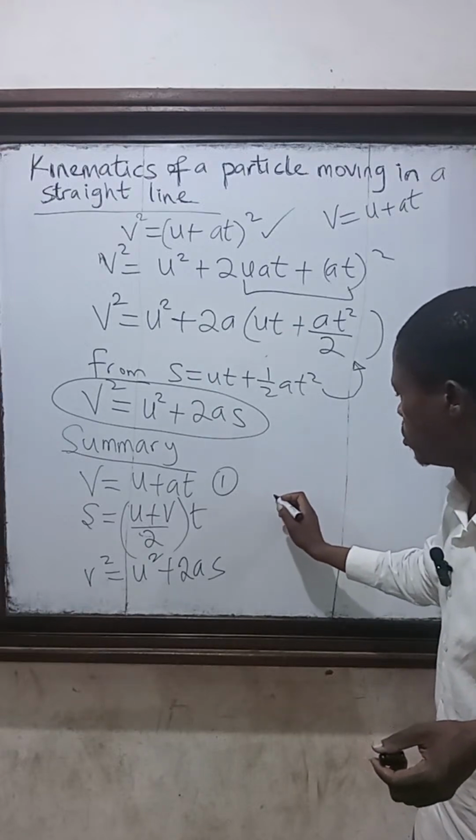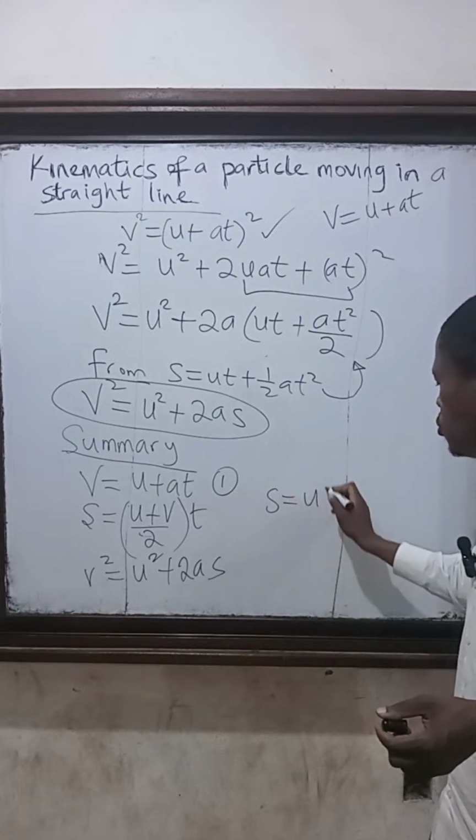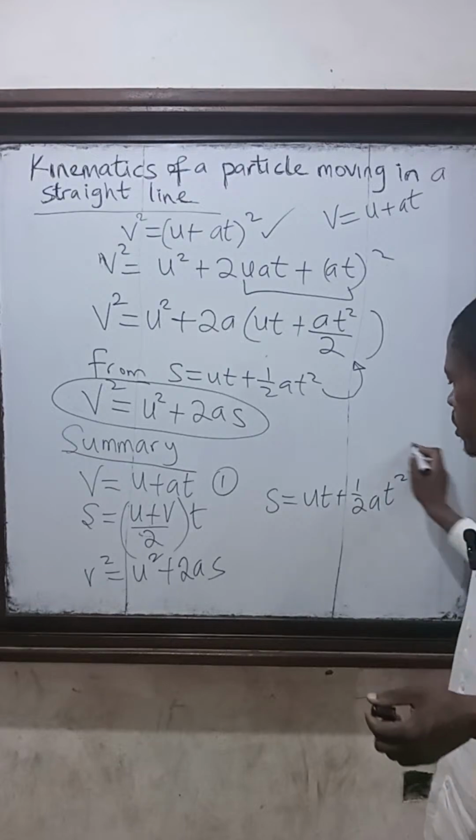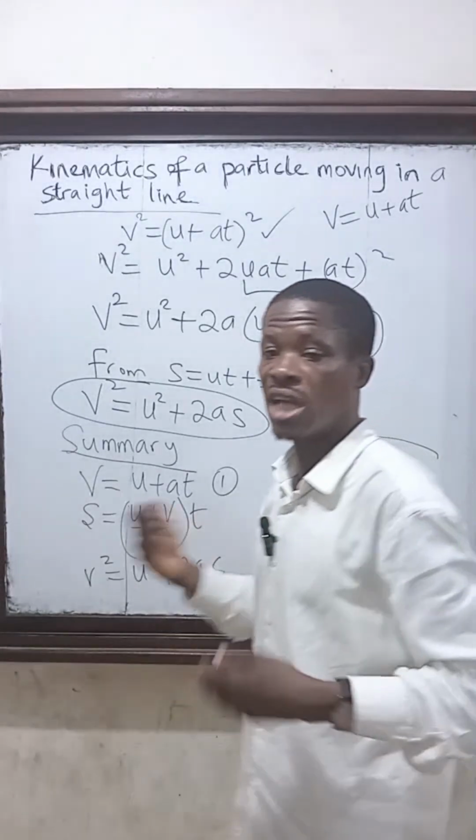This one also, x equal to ut plus half at squared. So these are the equations we are going to be using.